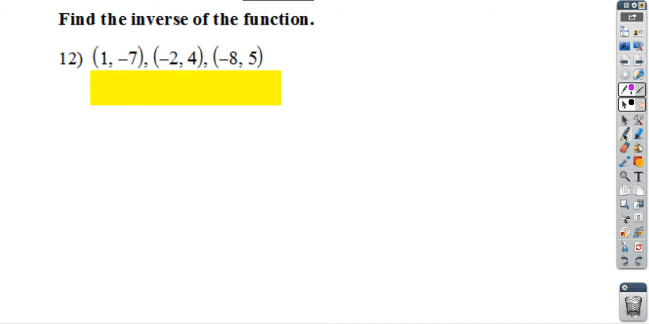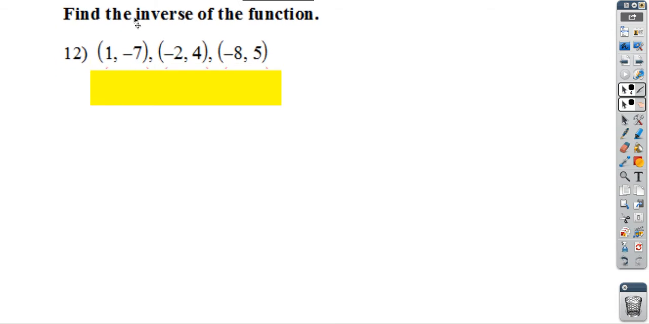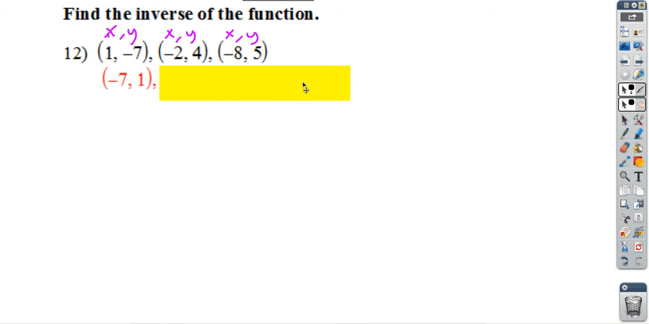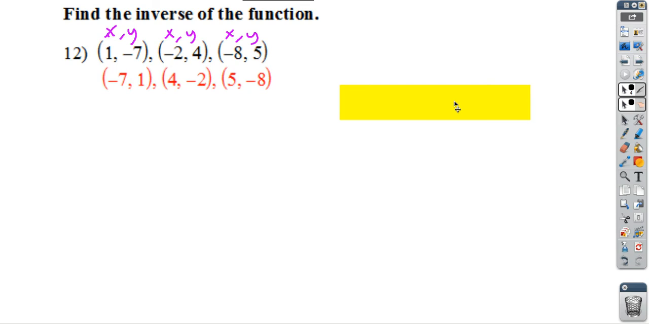Alright, find the inverse of the function. We said inverse means opposite. So the easy way to do this, these are xy pairs. How do we find the inverse? We just switch the xy pairs. So the first one, if we switch 1, negative 7, we would get negative 7, 1. We switch negative 2, 4, we get 4, negative 2. And the last one, 5, negative 8, would be switched to negative 8, 5.